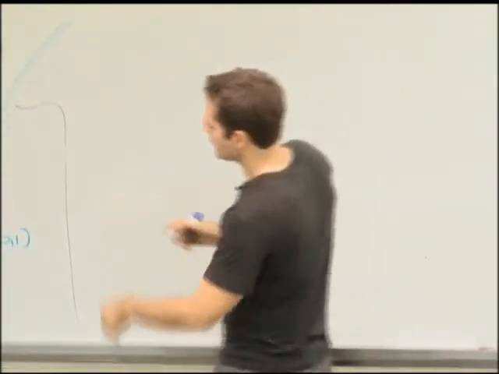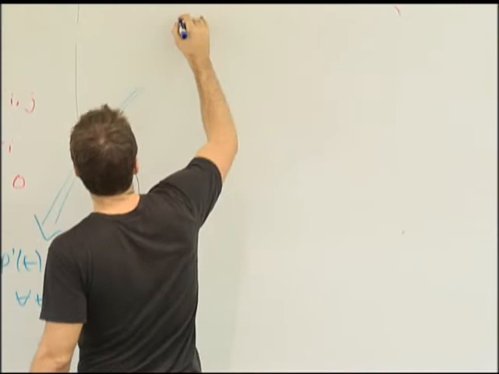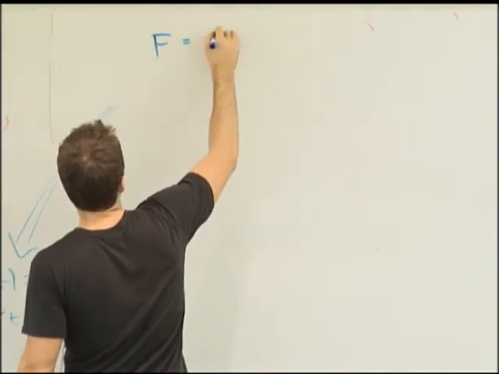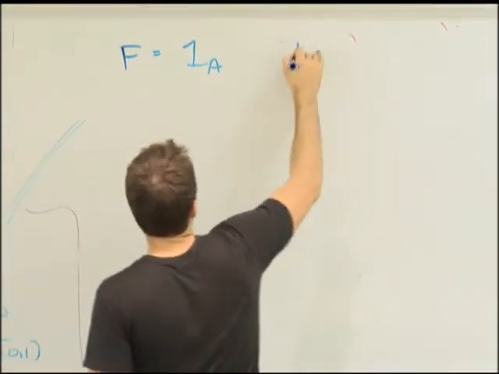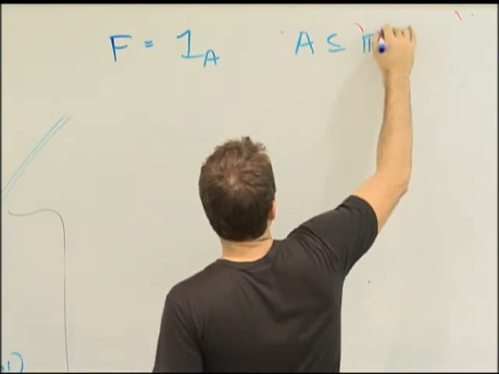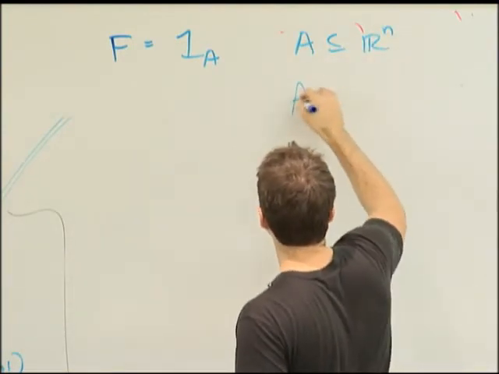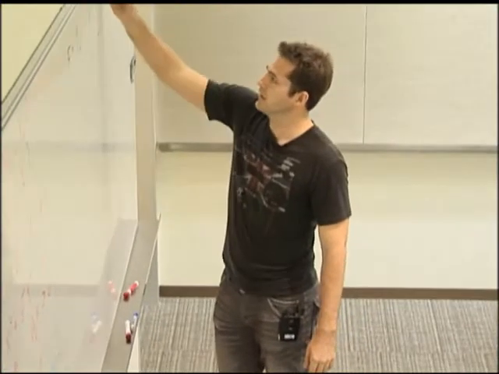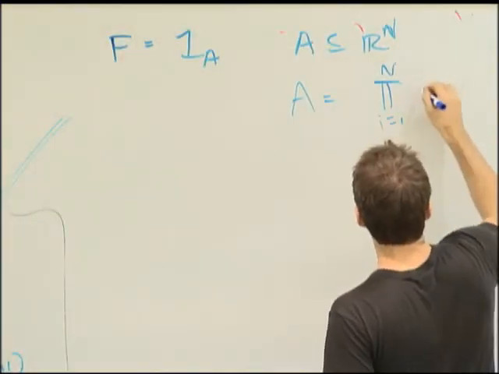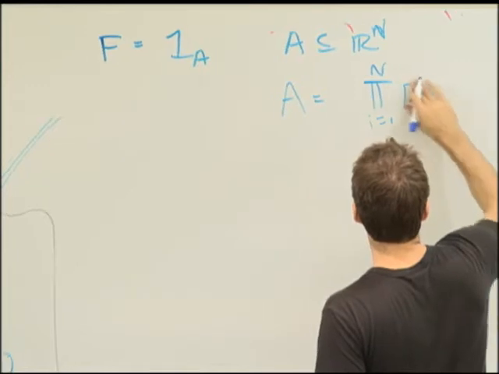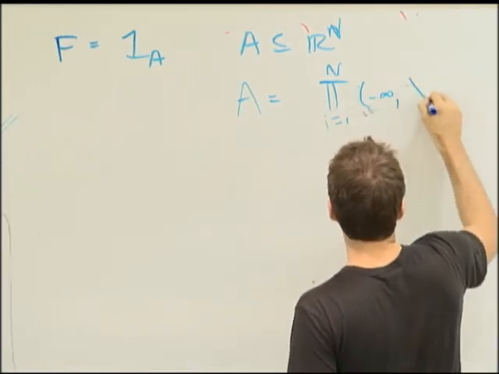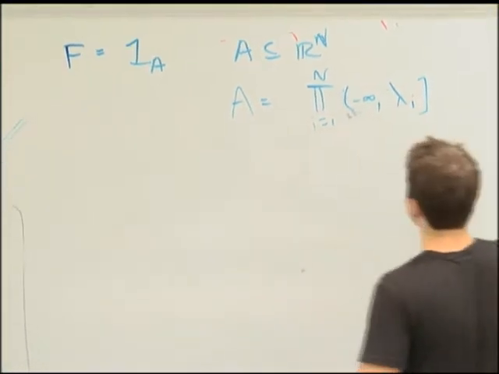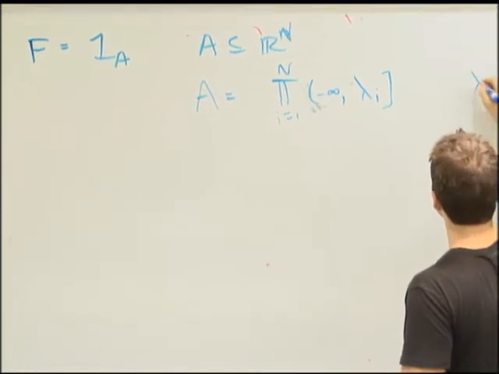Okay, so we need to finish. So how do we finish? Well, just take f to be the indicator of a subset A. Here, A is a subset of R^n. And just take A to be the product of a bunch of half-lines. So I guess we should say capital N. So the half-lines look like this, for any lambda i's you want.